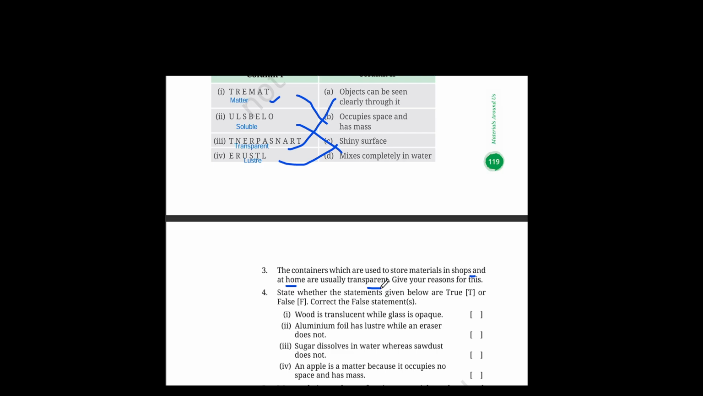So the reason for using transparent containers is so that the contents can be visible through the container. We can easily identify what is there in the container without opening it. We can check the quantity, how much of it is left, if it is to be refilled. So it is very convenient to keep the items in a transparent container.